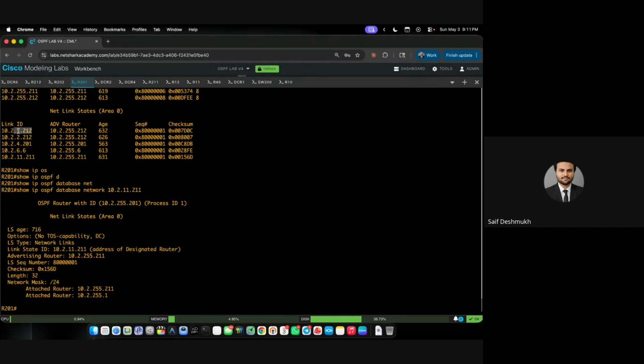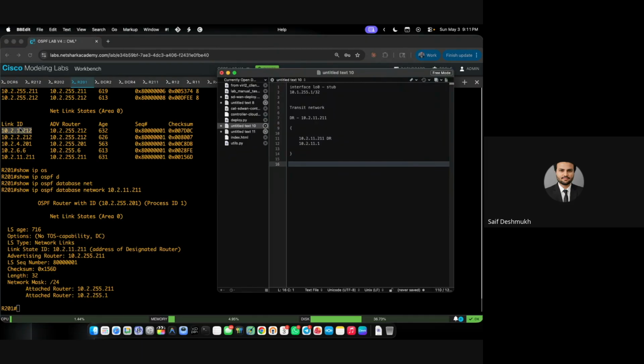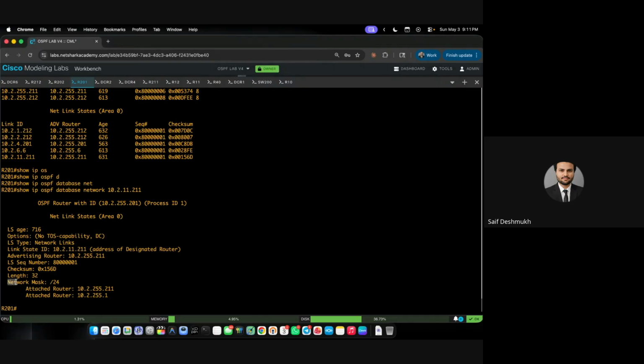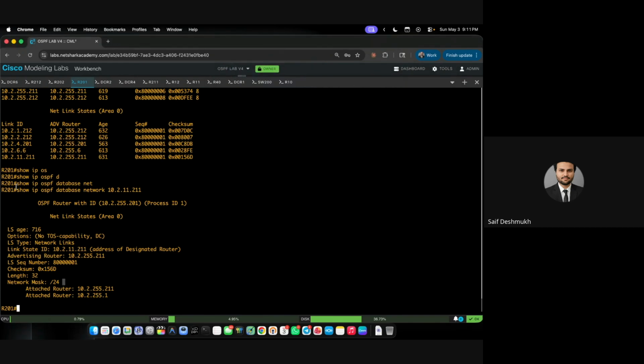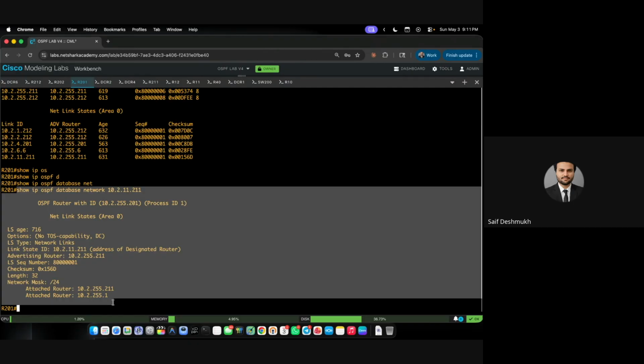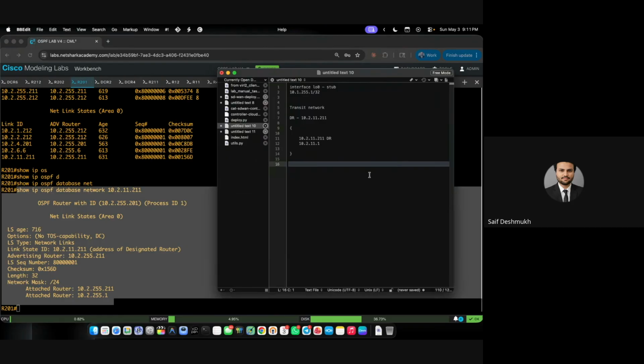The type 2 LSA's advertising router is 212, but the link ID is supposed to be the IP address of that link. And it's saying that the network mask is /24. So for instance, if the DR would not advertise this type 2 LSA, router 201 would not know the subnet mask of this network, the transit network.